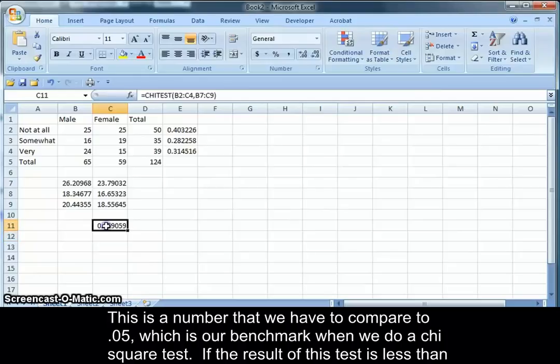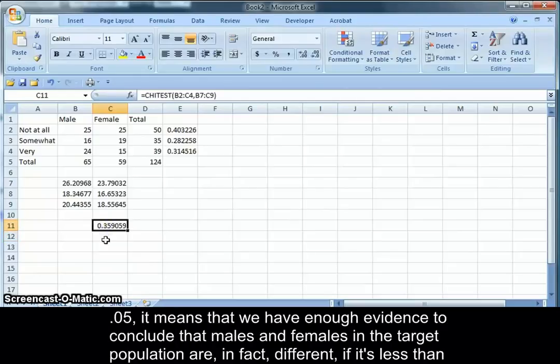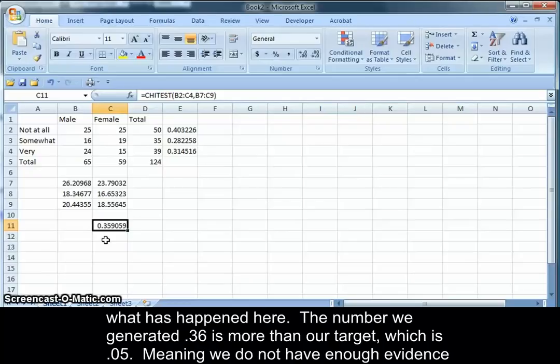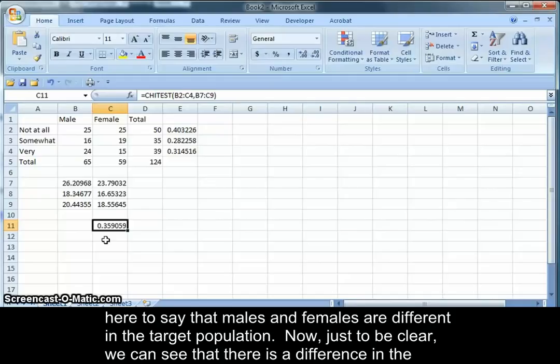If the result of this test is less than 0.05, it means that we have enough evidence to conclude that males and females in the target population are in fact different. If it is greater than 0.05, we do not have enough evidence to say that males and females are different in the target population. And that is what has happened here. The number we generated, 0.36, is more than our target, which is 0.05, meaning we do not have enough evidence here to say that males and females are different in the target population.